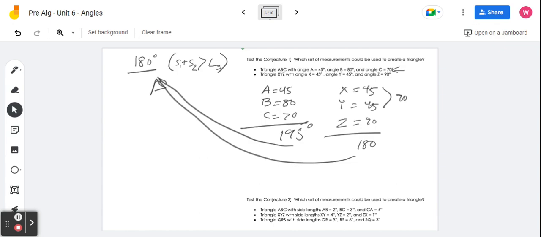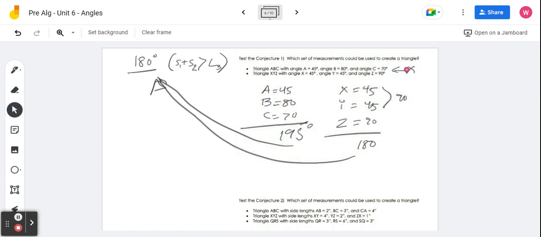So triangle ABC is not possible. That's an X. Whereas triangle XYZ, that is possible. We can actually create that triangle. We also see that the sum of the two shortest sides, 45 and 45, is equal to 90 degrees. So we can recognize that this is a right angle. This is 45 degrees and this is 45 degrees. That's actually possible to create.